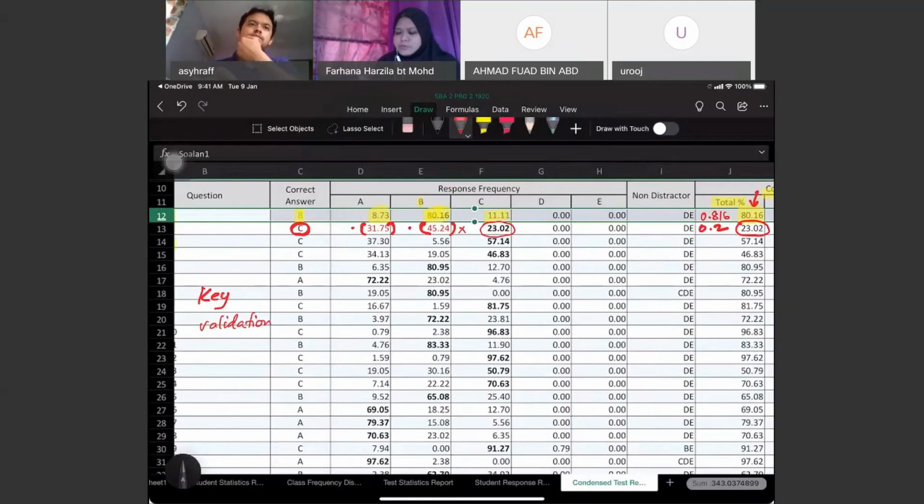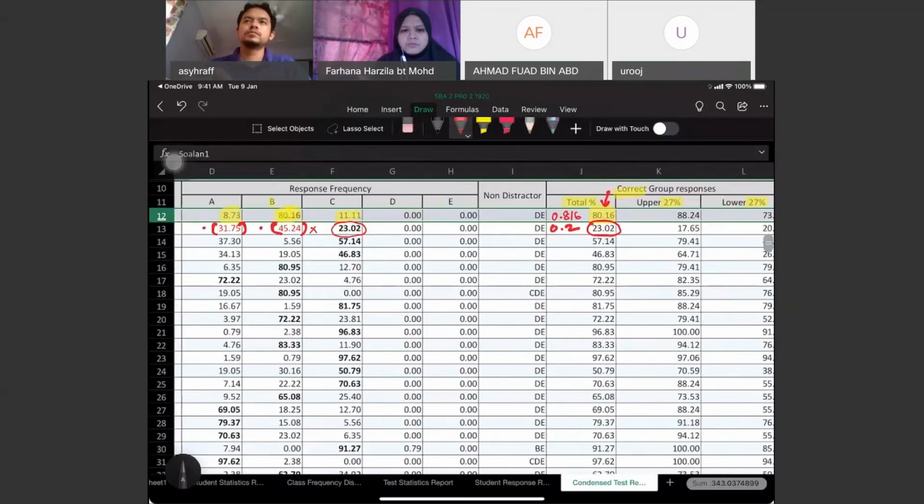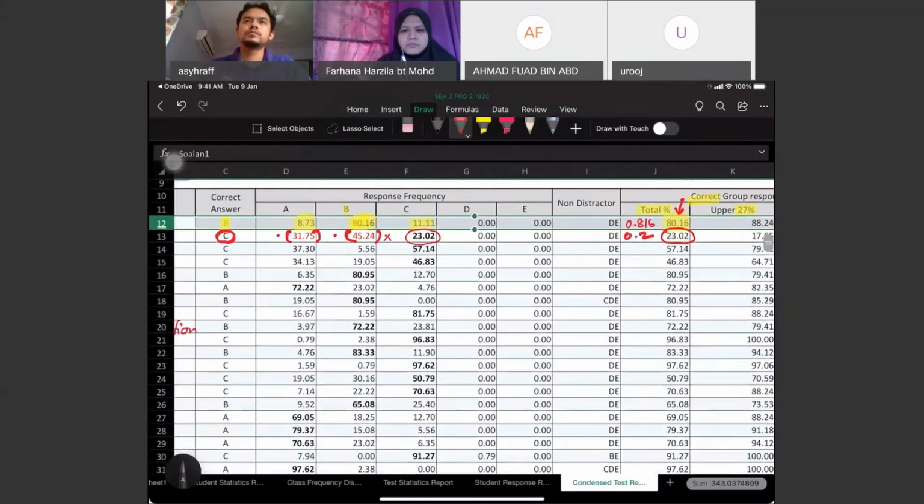All right, so let's look at a few others. This information is helpful to look at distractor functioning. What we say is that those distractors chosen by less than 5% we call dysfunctional distractors. So here, are there any dysfunctional distractors? This is one. This is one. This is one. Quite a lot.